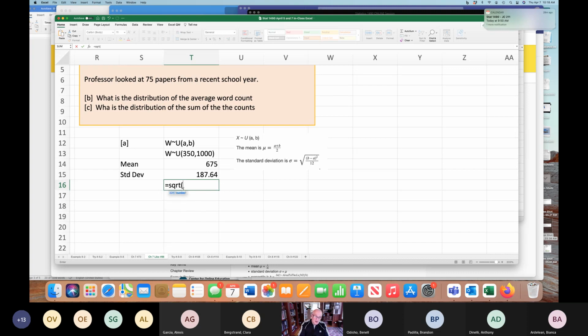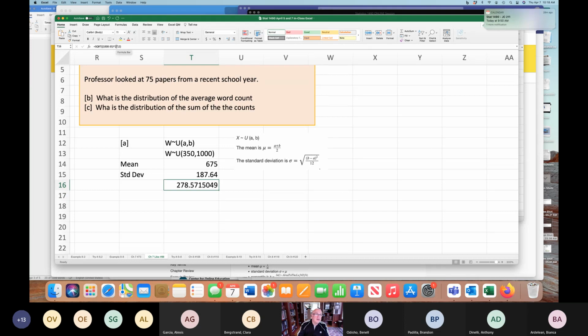SQRT. Now I have to have parentheses and another parentheses, and I'm going to have 1,000 minus 350 squared. And I'm going to divide the whole thing by 12, and I'm going to put another parentheses, and I get a different answer. Why do I get a different answer? Because I probably didn't do this right. What did I do wrong?